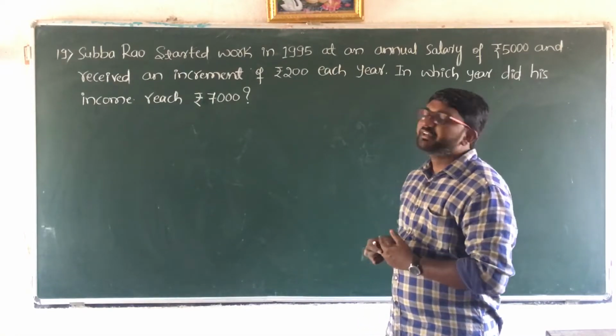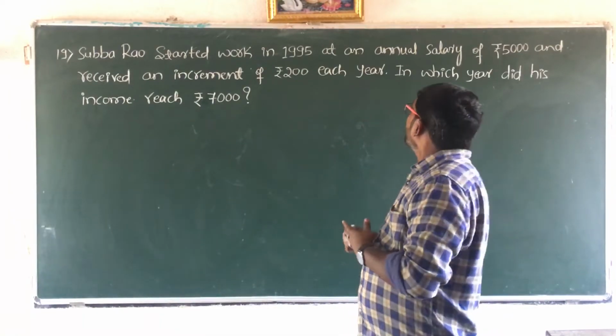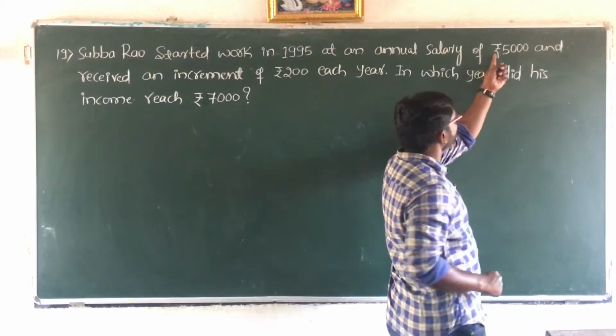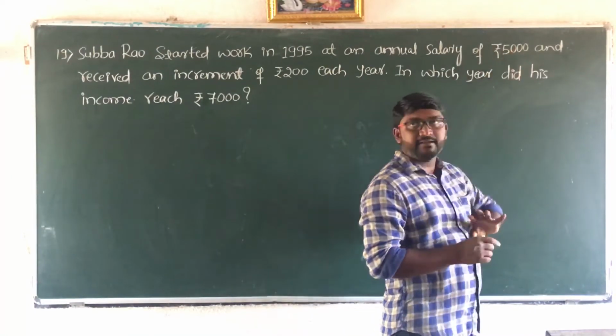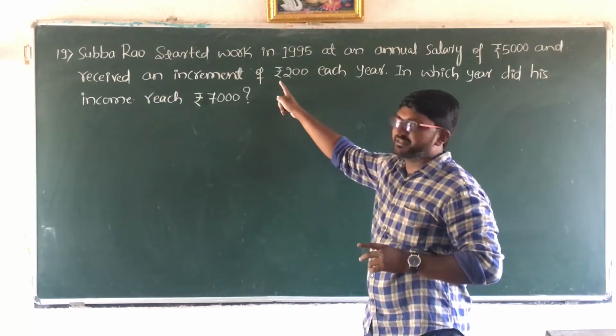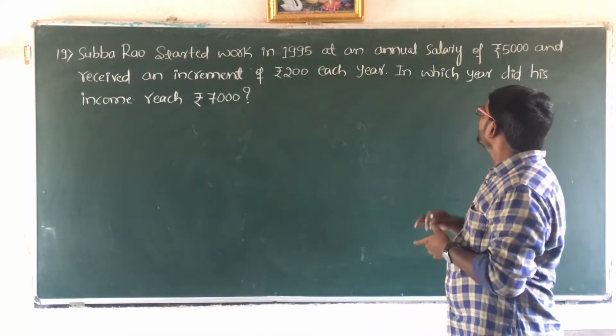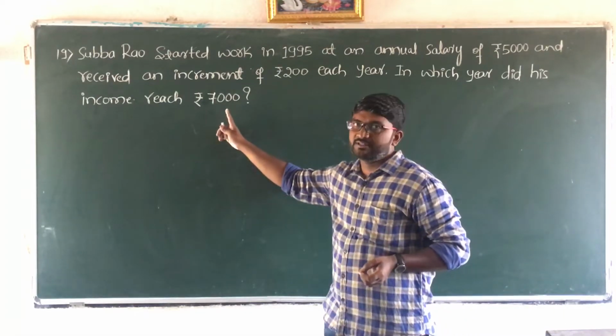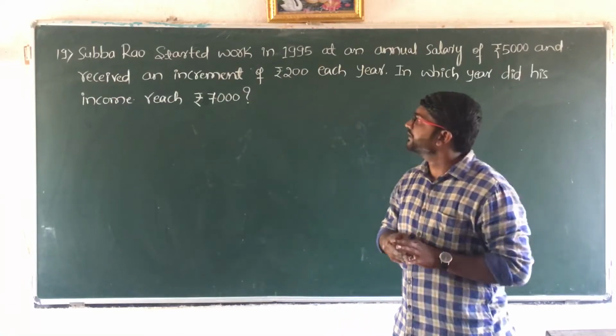Subbarao started work in 1995 at an annual salary of 5,000 rupees, and received an increment of 200 rupees each year. In which year did his income reach 7,000? So let us analyze the question here.